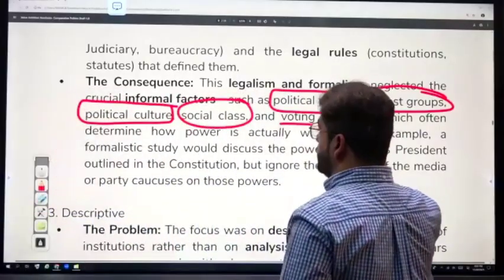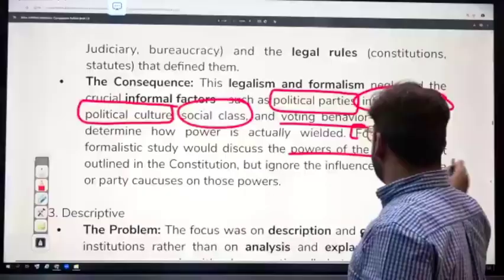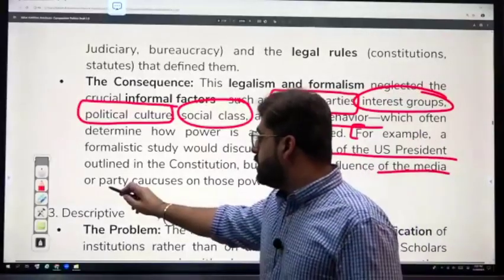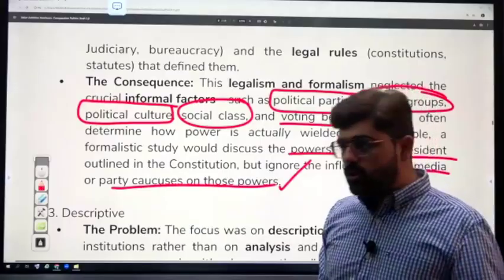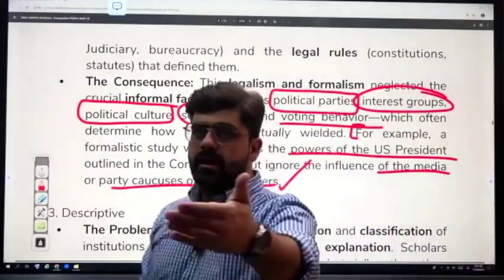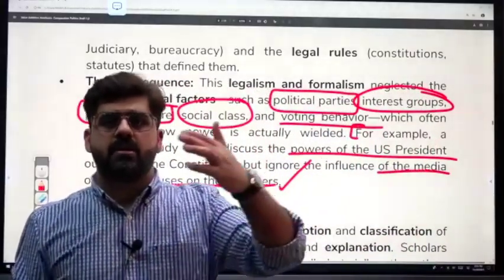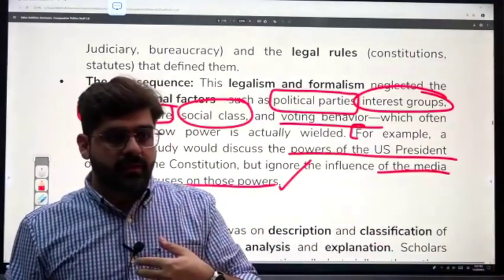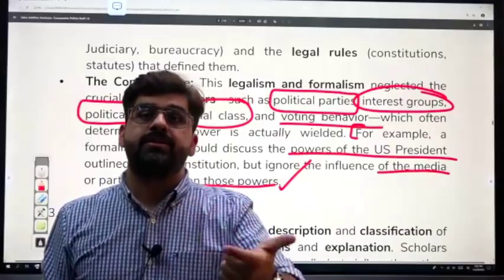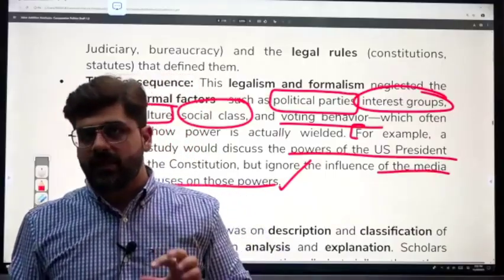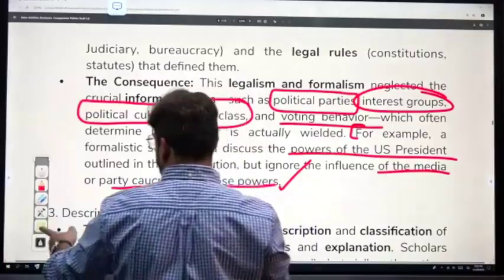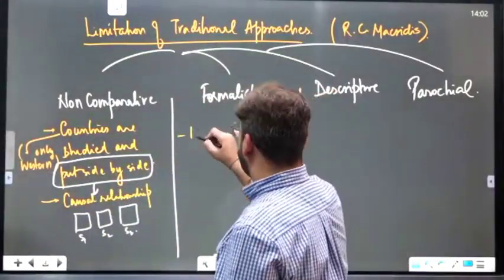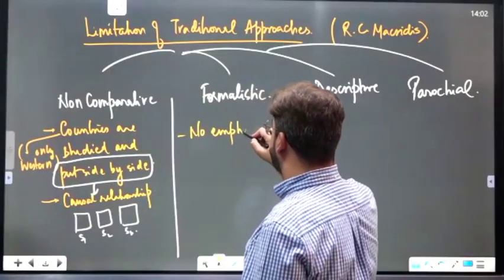For example, the formalistic study would discuss the powers of the US president outlined in the constitution, but ignore the influence of media or party caucus on those powers. So you are not understanding how the media, how the party caucus, how the party system, how the interest groups, how they are impacting the functions or the powers or the decisions of the president of the United States. If you're not doing that, your study is incomplete, formalistic. Okay, no emphasis on informal structures.